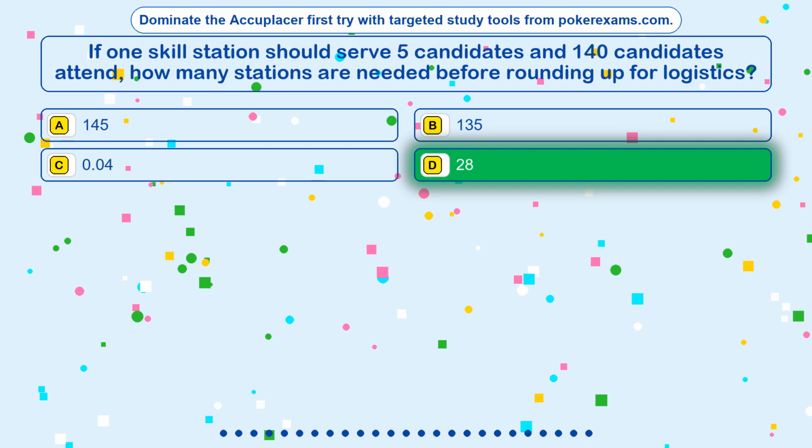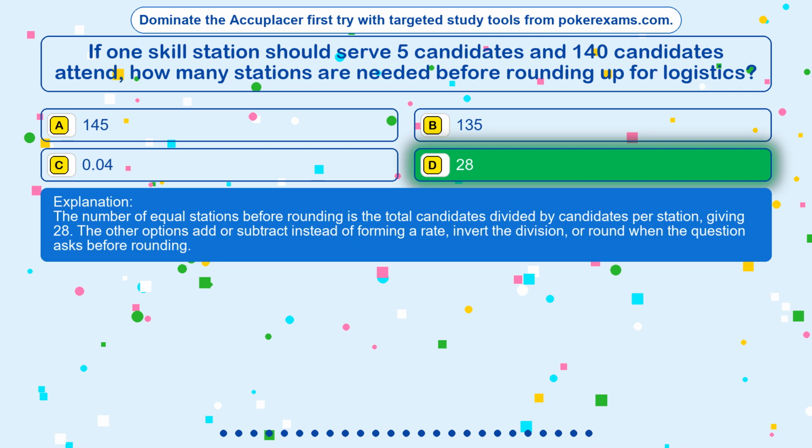The correct answer is option D, 28. The number of equal stations before rounding is the total candidates divided by candidates per station, giving 28. The other options add or subtract instead of forming a rate, invert the division, or round when the question asks before rounding.